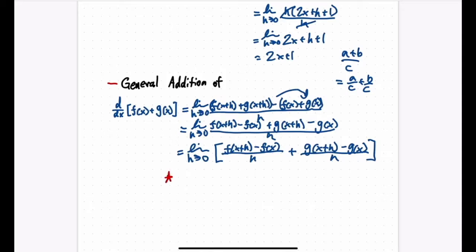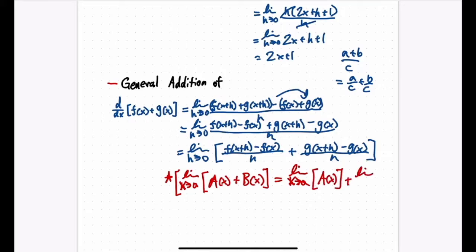So, we have a limit law that says that the limit as h approaches 0 of some function, so in this case let's call it a of x plus b of x, is the same as saying the limit as h approaches 0, or as x approaches some number a, call it x approaches a, of a of x plus the limit as x approaches a of b of x.